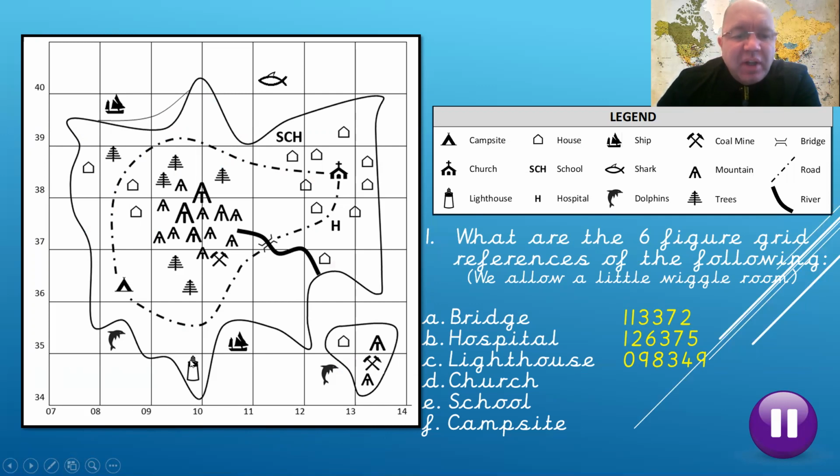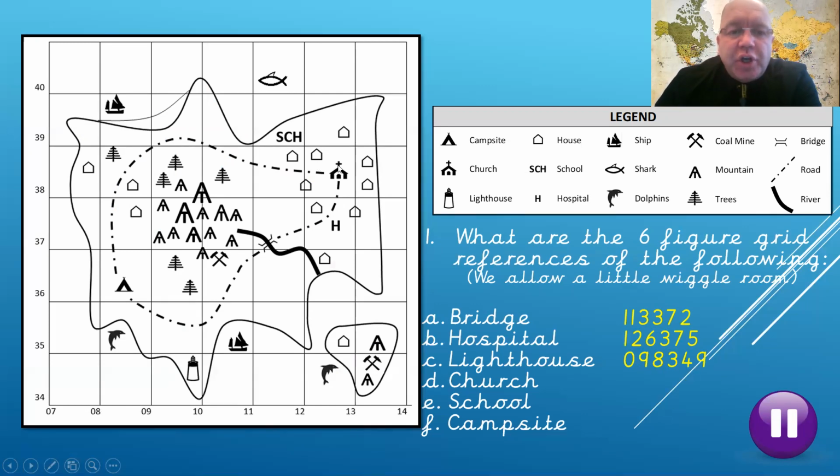And I've gone for the actual light of the lighthouse as my center point, but you might have used a different part, so your numbers might be slightly different to mine. But I've gone 098, 349.